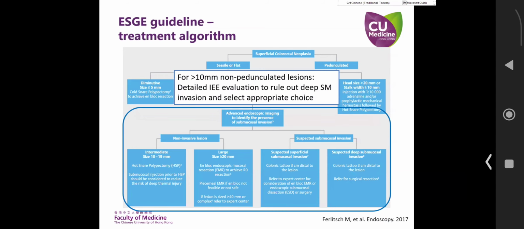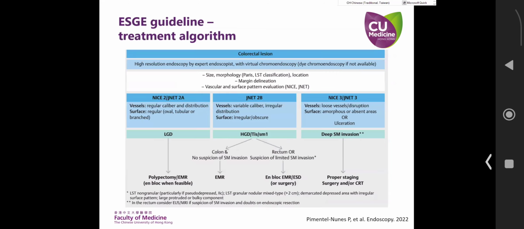But what's more relevant to the talk today is how about the larger lesions, more than 10 millimeters, and also non-pedunculated lesions. This is where we should carefully examine these lesions to rule out, first of all, any deep invasion, and then we select the choices. In fact, the treatment algorithm is not that difficult in the colon. If you determine the lesion is JNET 2A, or what we call a low-grade adenoma, then we can go for the simple techniques.